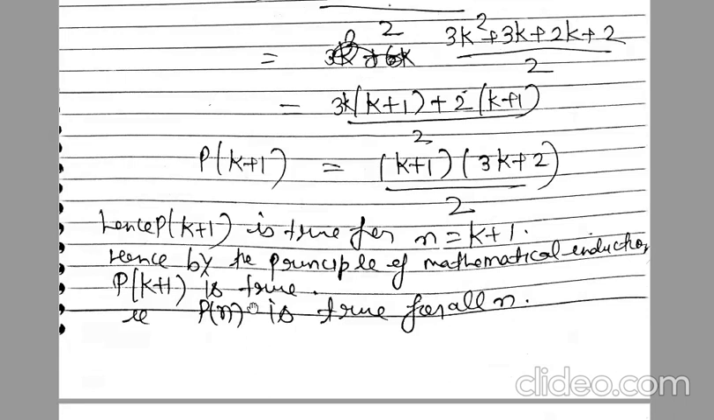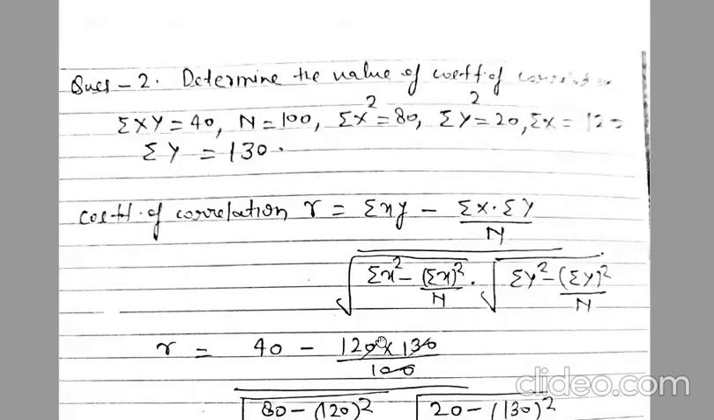So we can say that P(k plus 1) is true for n is equal to k plus 1. Hence, by the principle of mathematical induction, P(k plus 1) is true, right? So P(n) is true for all n. Now, this question is related to your first unit.